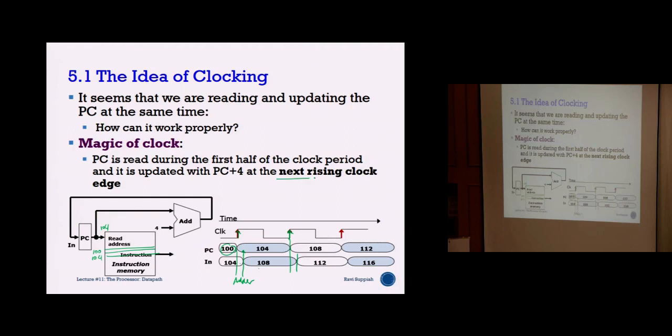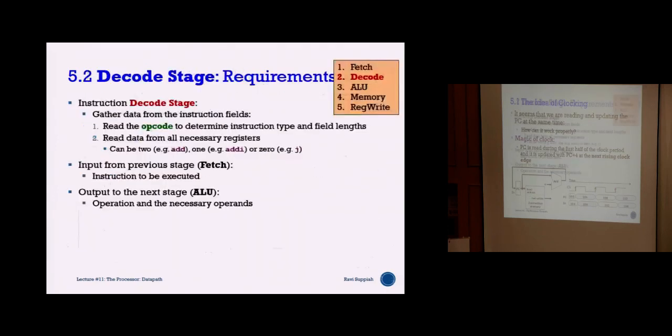In this case, we are talking about rising clock. When you design all your systems, you will design them to be either all on rising clock or all on falling clock. Here, we are assuming that the whole processor is triggered on the rising edge of the clock. So every time there's a rising clock, you will trigger the next cycle and so on. Once I get my instruction, then I can go on to the next stage, which is decoding.